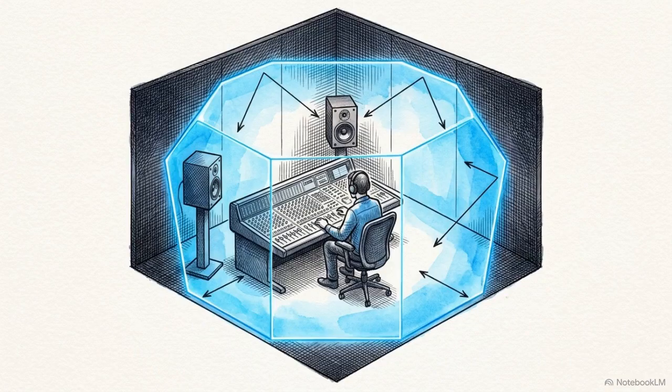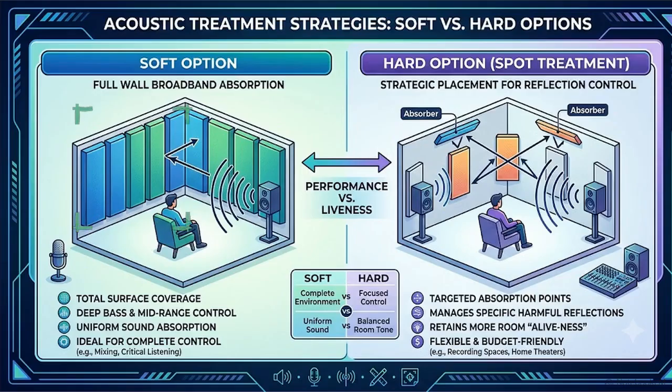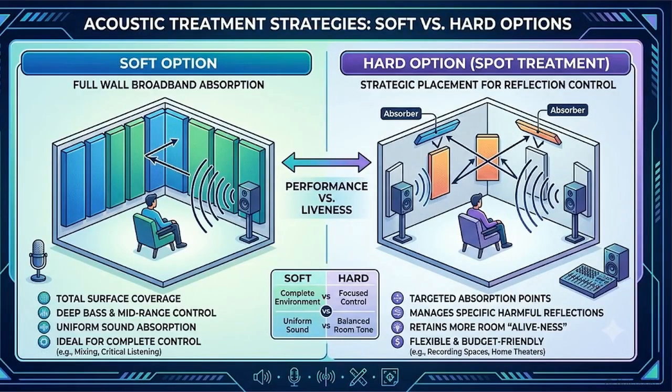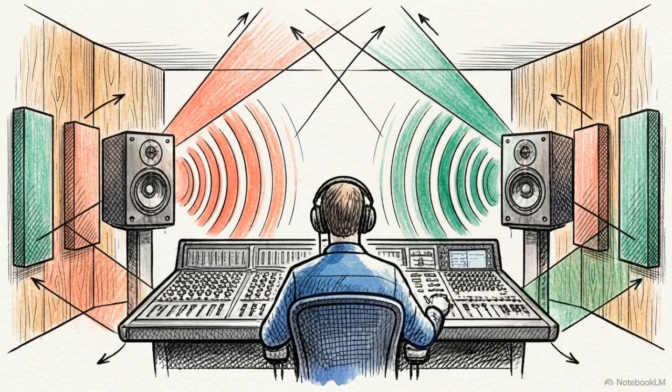Establishing a reflection-free zone, or RFZ, at the mix position is the standard solution for these interference patterns. One approach is the soft option, which involves covering the entire front of the room in broad, porous fiberglass absorption. While total surface coverage eliminates early reflections, it also removes the room's natural energy. This results in an environment that is uncomfortably dead and fatiguing for the engineer. The hard option, or spot treatment, is the more precise alternative. This leaves walls untreated except for the specific points where first-order reflections bounce toward the listener. Acoustic accuracy is achieved by selectively targeting the destructive reflections while preserving enough energy for the room to sound natural.